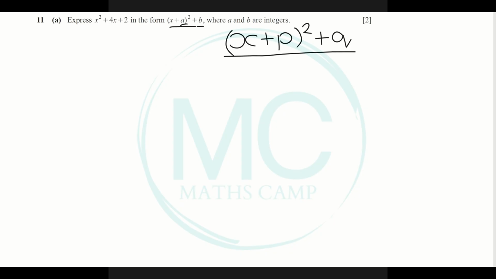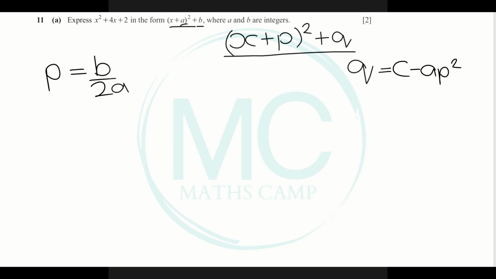And to find p, we can use the formula p is equal to b over 2a, and q is equal to c minus a p squared. a is the coefficient of the squared term in the trinomial, b is the coefficient of x, and c is the constant. So in this case, I can say p is equal to b, the coefficient of x, 4 over 2 multiplied by 1, which is simply 2. 4 divided by 2 gives me 2. This is my p value.